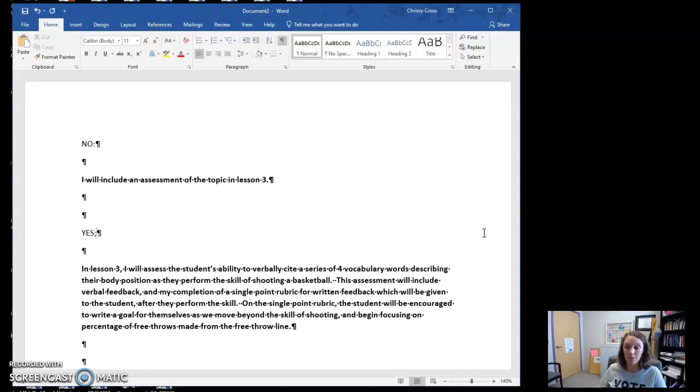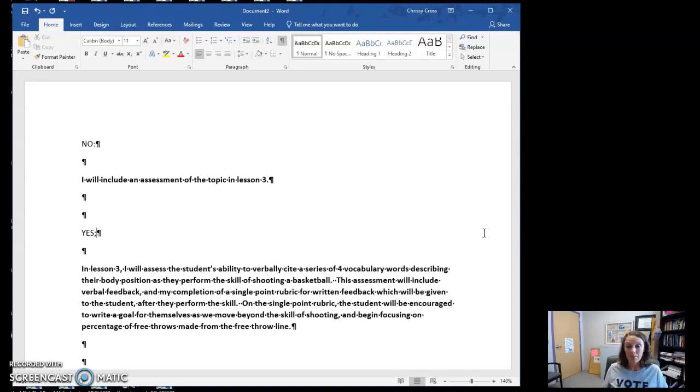Notice there's more than one sentence to describe something that I'm doing. "This assessment will include verbal feedback and my completion of a single point rubric for written feedback, which will be given to the student after they perform the skill." Not only am I telling exactly what I'm assessing and how I'm assessing, I'm telling when the students get my feedback. "On the single point rubric, the student will be encouraged to write a goal for themselves as we move beyond the skill of shooting and begin focusing on percentage of free throws made from the free throw line."